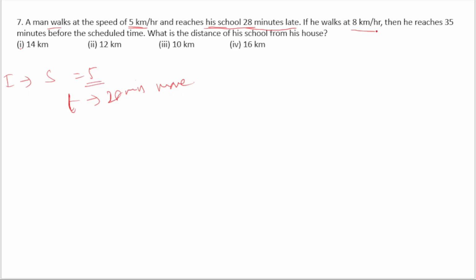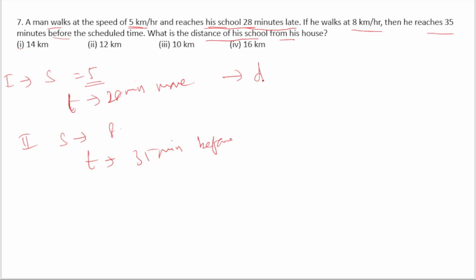And if he walks at 8 kilometers per hour, he reaches 35 minutes before the scheduled time. In the second case, the speed he is traveling with is 8 kilometers per hour and he reaches 35 minutes before time. We have to find the distance of his school from his house.